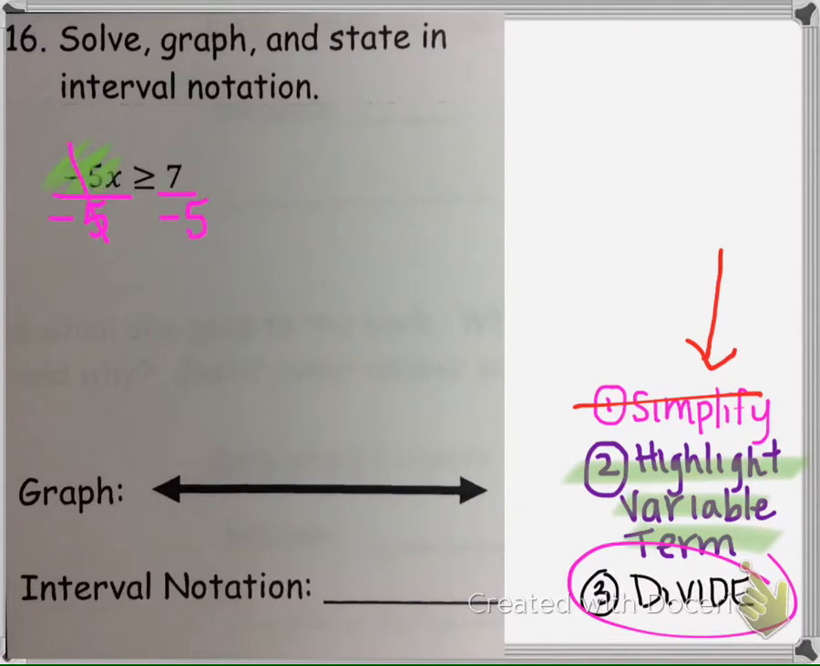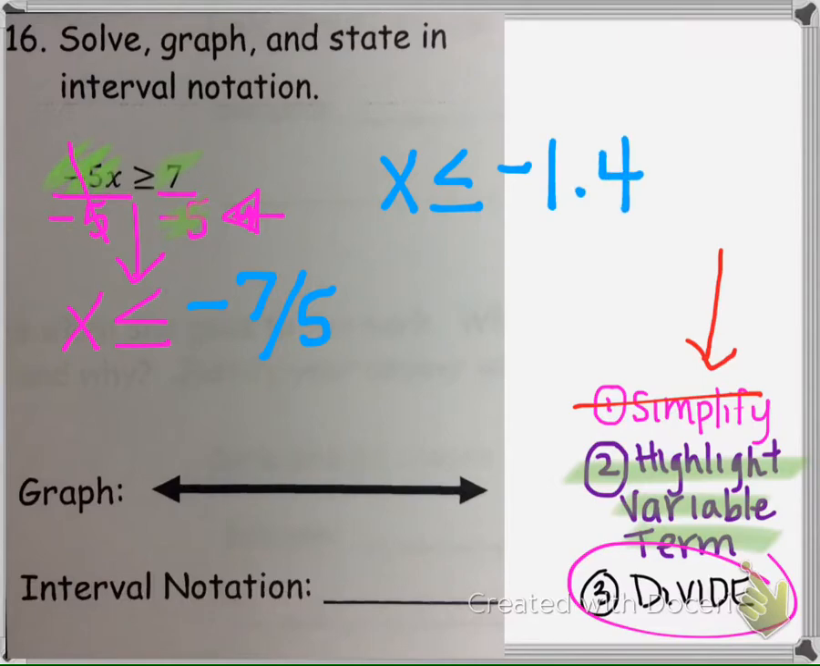As we proved and learned in class, when we divide both sides by a negative, we need to flip the direction of this symbol right here. Okay, now we have a positive divided by a negative, which is a negative, and we have -7/5. Or we could also write it as a decimal, and we would have -1.4.